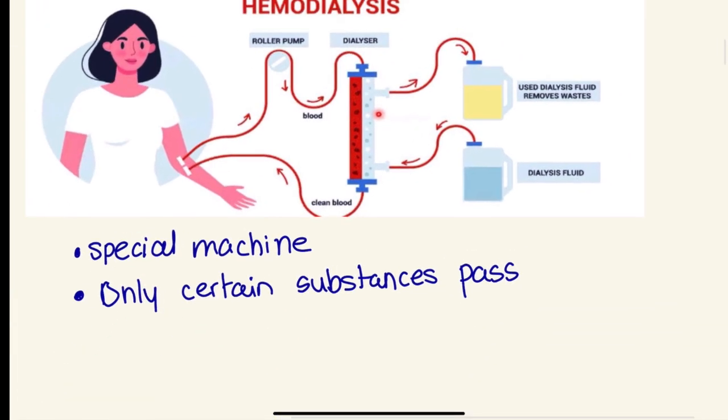So the process would mean that you have a special machine, and the blood is going to go through this special machine, which is basically called an artificial kidney. So it's an artificial kidney for the patient. You're going to take the blood and pass it through this artificial kidney. Okay, what's special about this?